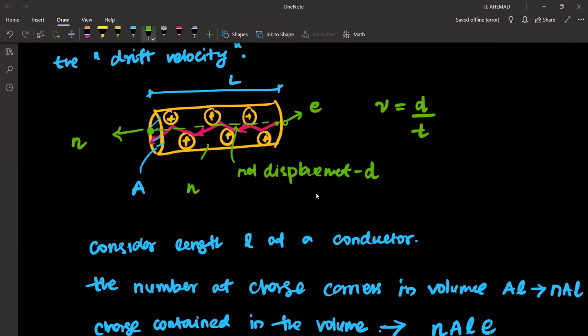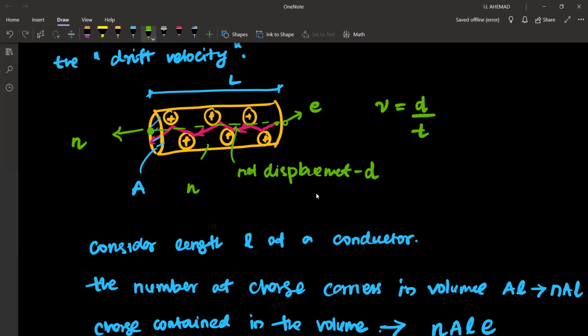So how much distance did this last electron travel? It traveled a distance of L. So what is the time taken? That is T. Then at what rate did the charges leave this volume? That is also at the same time T. How much? N E, N into that certain amount of Q.